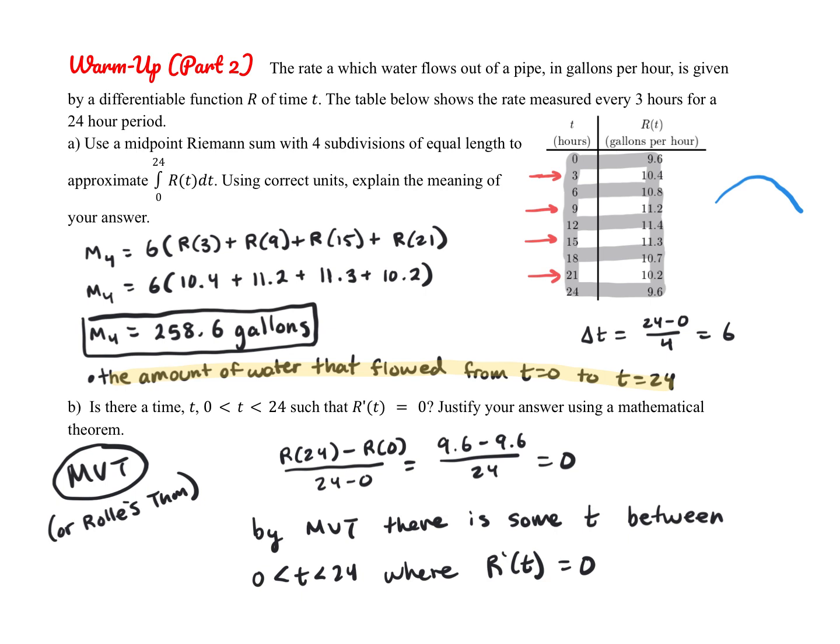However, to show that mathematically, we can show that the slope of our secant line from t equals 0 to t equals 24, since you'll see that we have the same outputs, equals 0. So therefore, by MVT, or actually Rolle's theorem, since it's equal to 0, there must be some value in between 0 and 24 where your first derivative is equal to 0. So we can look at it and say, logically, I know that this must be happening. Then if I know that it's happening, how can I justify it mathematically? So again, you have to think way back to first semester when we learned about the mean value theorem or Rolle's theorem.